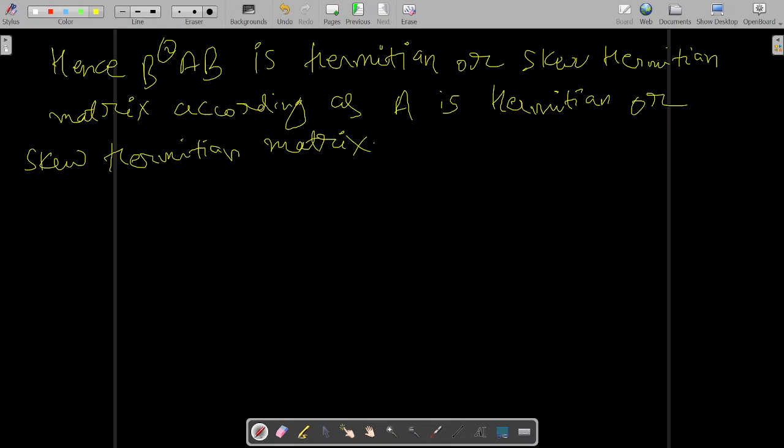Now the fifth property we will do in the next class. Okay. Note number 5 onwards we will do in the next class.